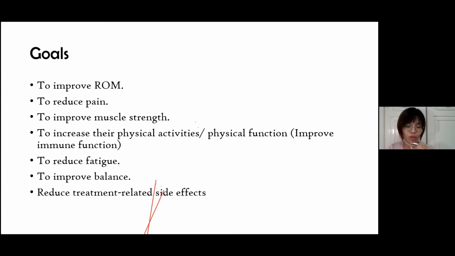Okay, goals. What are the goals we're going to set for the cancer patient? We're going to improve the range of motion. Later, I will explain more. We need to do pain management. We need to improve their muscle strength, increase their physical activity and function, and improve their immune function. Because when you improve their physical activity and make them become active, you automatically can boost the immune function. Also to reduce the fatigue, improve the balance, and reduce the treatment-related side effects.